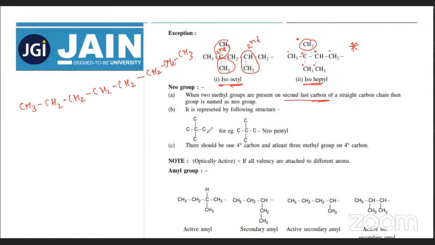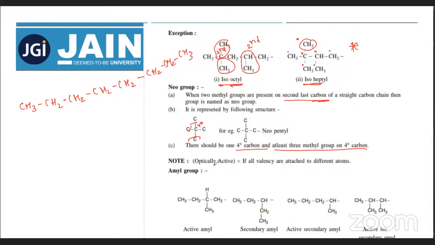Okay, so on the second last carbon, if you have 2 CH3 groups present, there should be 1 4-degree carbon, and on that 4-degree carbon there should be at least 3 methyl groups. So 1 will be there, 2 will be there, 3 will be there. This might go further. In that case, we try to name it as neo.